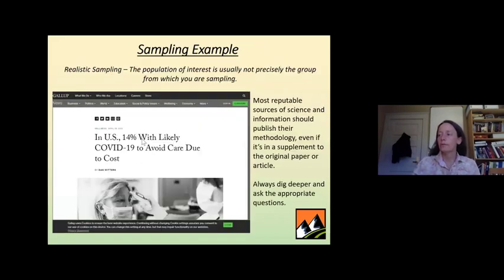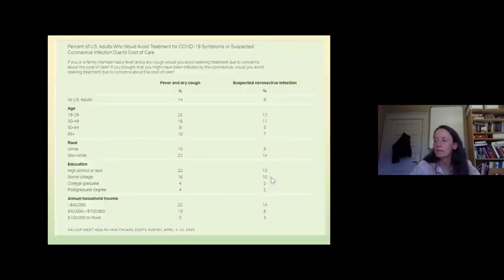For example, we have these Gallup polls where they use random digit dialing to call people and ask them questions about all these different areas of interest in our country and our world. With these calls, there's a lot of hang up. They're calling landlines and cell phones, so they have to adjust for that. There are a lot of potential sources of bias here, but they design these surveys to try and minimize all of those. Here's a headline on the Gallup website: in the US, 14% with likely COVID-19 are going to avoid care due to cost. That's based on the sample that they took.